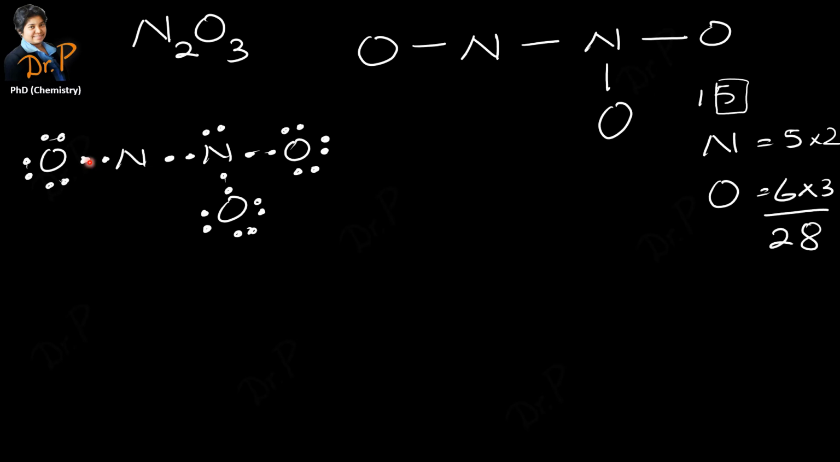Now when I look at the structure I came up with, things seem to be okay with oxygen because it has completed its octet, and it is true with the other oxygens. They all have completed the octet, and also this particular nitrogen. So they all seem to have completed their octet, but we have a huge problem with this nitrogen. It has not completed its octet. It is holding only 4 electrons. It is 4 electrons deficient.